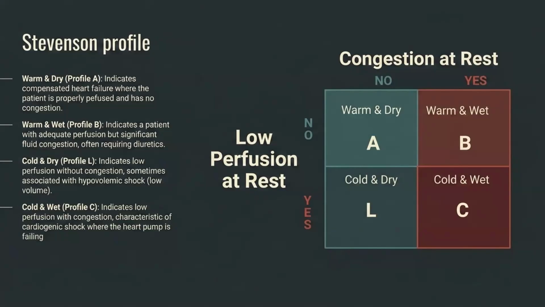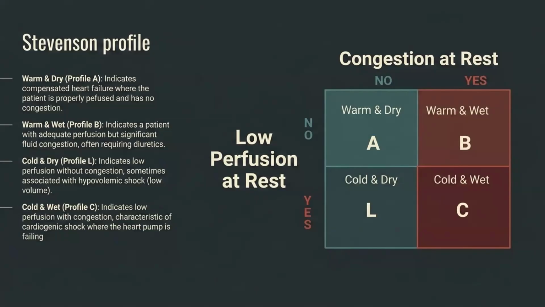So there's hypervolemic, which is they're fluid overloaded. There's euvolemic, which means they're right where we want them fluid wise. And then there's hypovolemic, they're too dried out. This actually categorizes that further to warm and dry, which indicates compensated heart failure, where the patient is properly perfused and has no congestion. There's a warm and wet profile. So this indicates the patient has good perfusion, but is still fluid congested and requires diuretics.